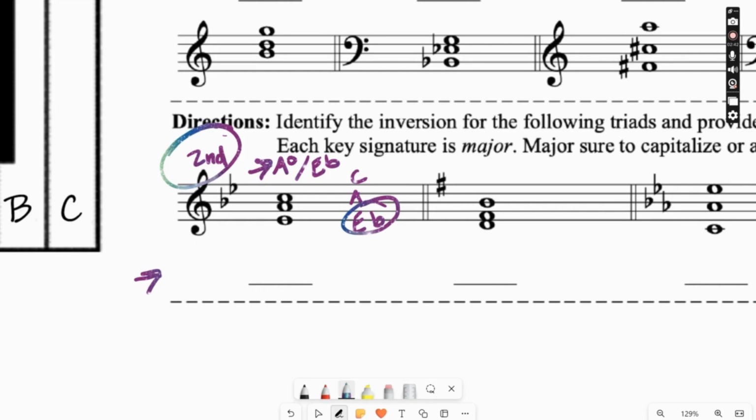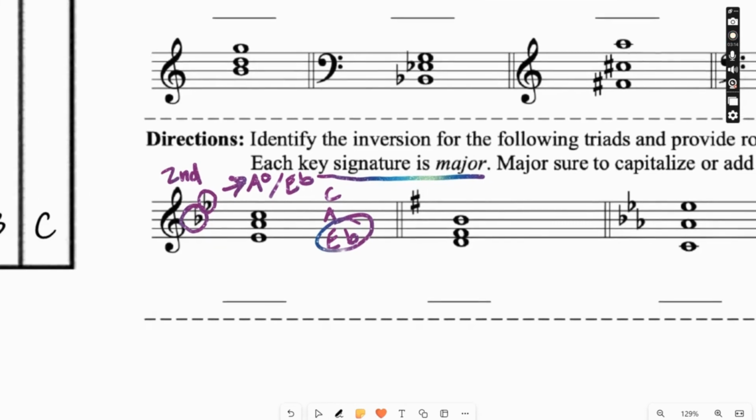So the first step to converting a lead sheet symbol into a Roman numeral is figuring out what key you're in, because without a key, there's nothing to go off of. You always have to figure out what key you're in. So we look at the key signature. There are two flats, and the directions tell us that each key signature is major. For flats, it's always tonic +1. So +1 would be the E flat. So the tonic would be B flat, because it's tonic +1, B flat +1.